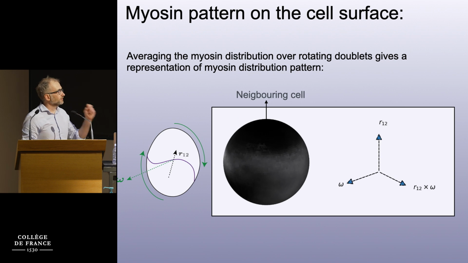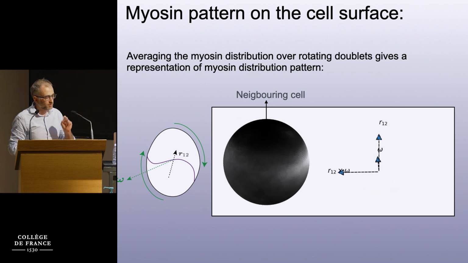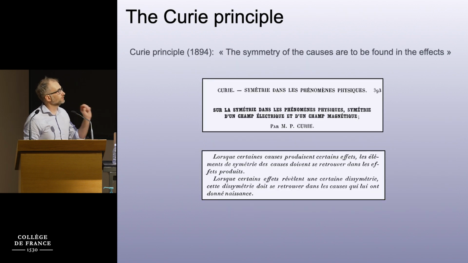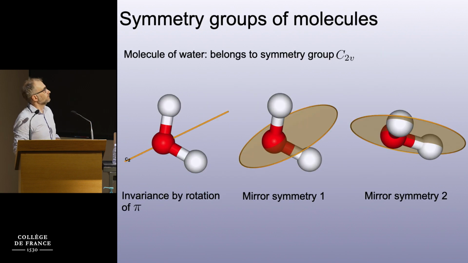So now to make sense of this and how to explain the interface shape, we thought about using the Curie principle. I did my PhD at Institut Curie, so I heard about the Curie principle there, which is that the symmetry of the causes are to be found in the effects. Or in our case, what this means is that if we see some broken symmetry in the effect, we have to find a broken symmetry in the causes. So how to do this in practice?